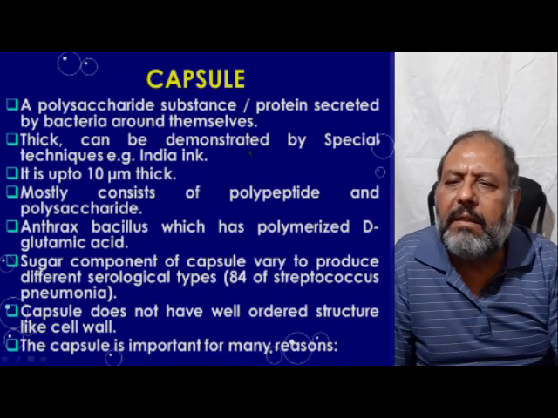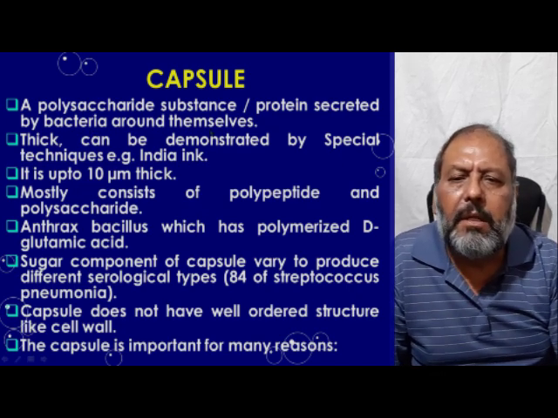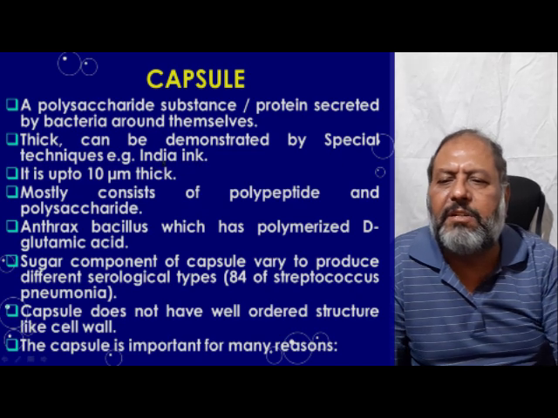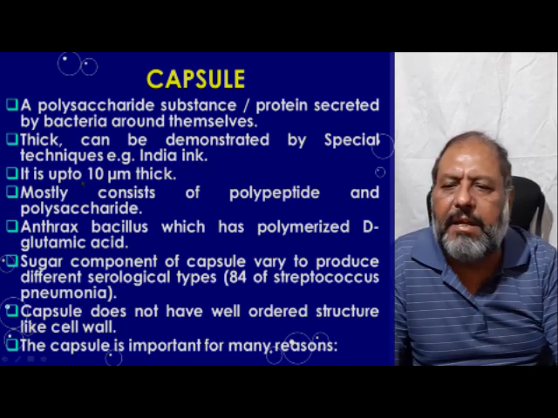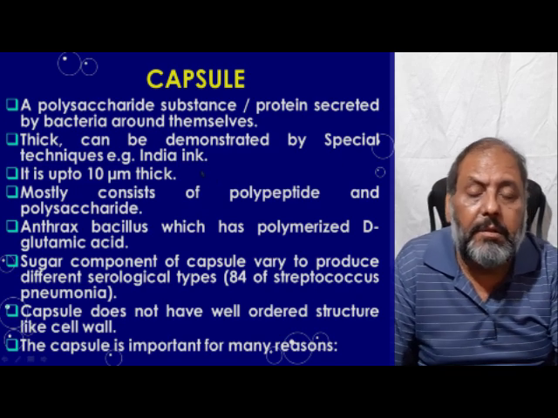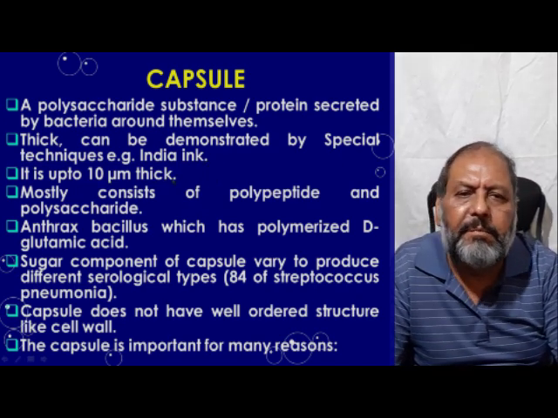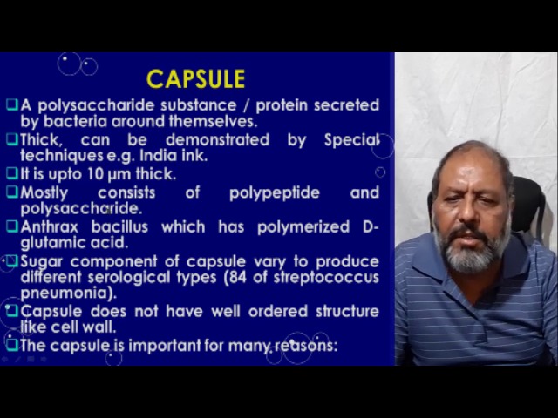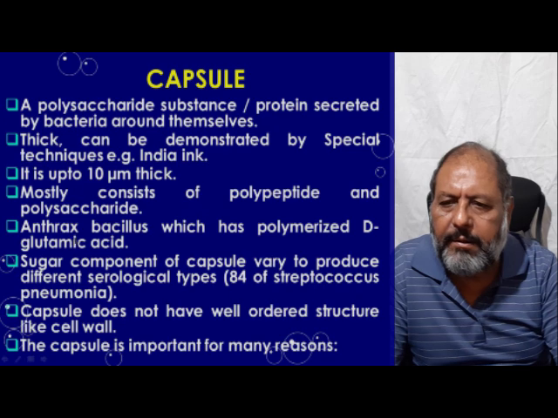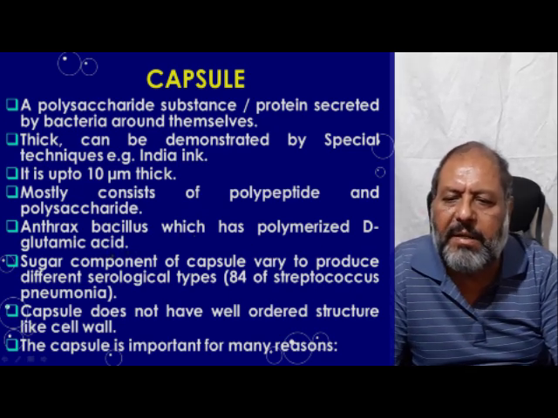The capsule is a polysaccharide substance, made of proteins created by the bacteria around themselves. A thick capsule can be demonstrated by a special technique called Indian ink, which stains the background and gives a clear picture of this capsule. It is up to 10 micrometers thick and mostly consists of polypeptide and polysaccharide. Anthrax bacillus has polymerized D-glutamic acid.